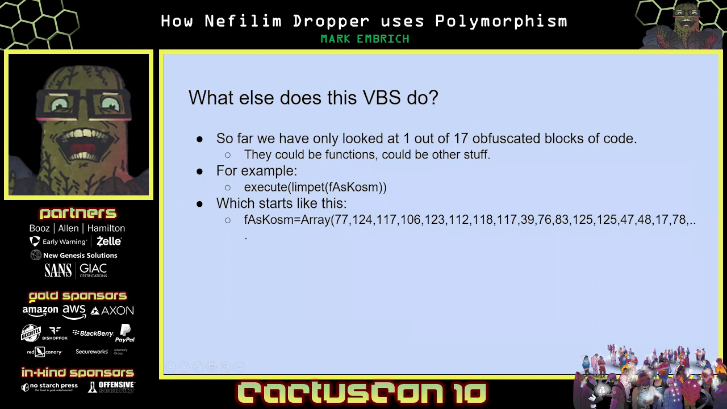So back to our VBS. There were still a lot more functions that we haven't looked at yet. So what else does this dropper do? Turns out there are 17 blocks of obfuscated code in addition to the encoded file that was dropped. We expect most of those blocks to be additional functions.